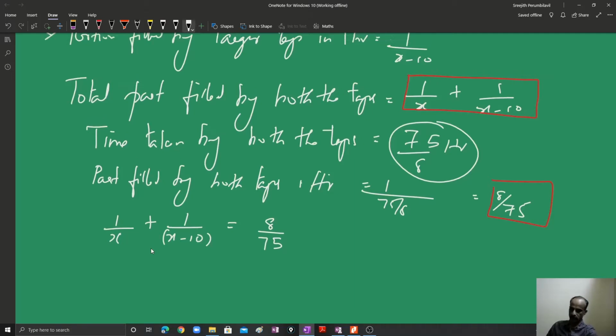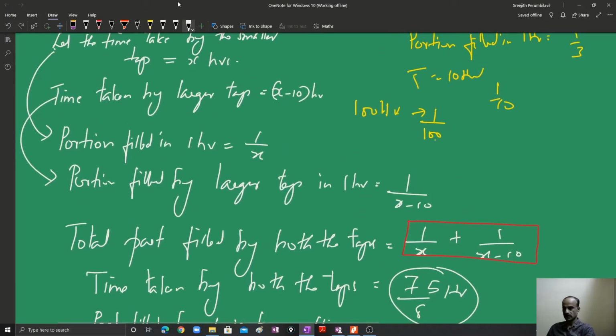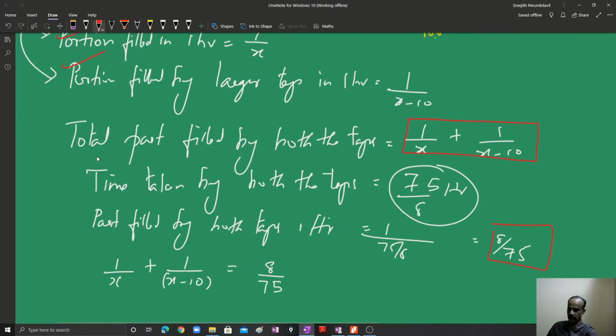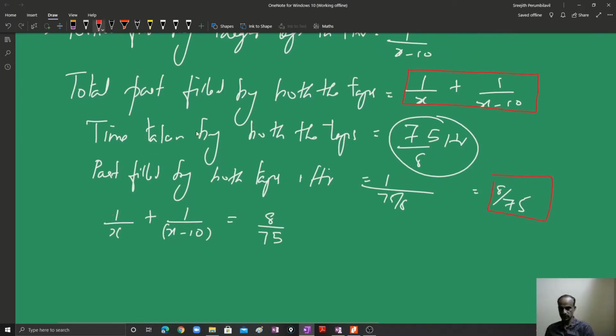In a board exam, you can write this step, and if you want, this also. Then you can directly jump to this equation. No need of writing all these things. So now let us solve this. LCM is x into x minus 10. Here it will be x minus 10 plus x is equal to 8 by 75.